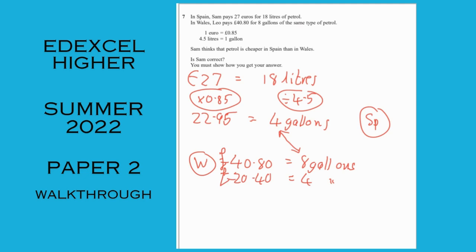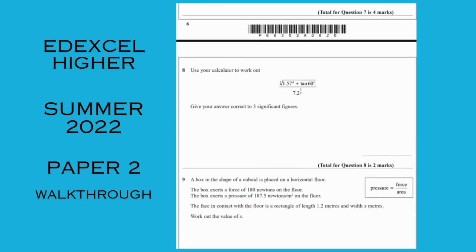4 gallons in Spain, £22.95. Is Sam correct? Sam thinks petrol is cheaper in Spain. So no, for this data, Wales is cheaper.